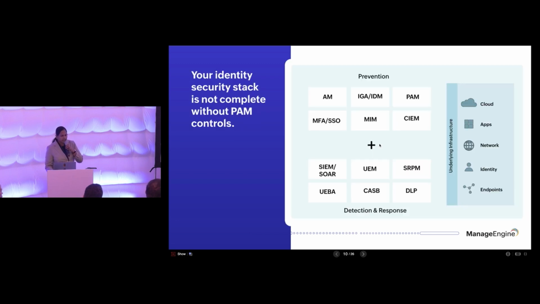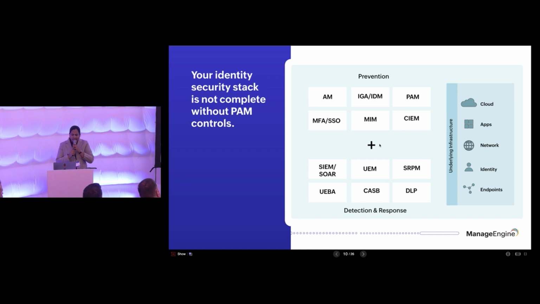So speaking of your identity security stack, like I said, you need to have access management. You need to also have IGA, but your PAM strategy should also be a part of your identity stack. So when it comes to identity threat detection and response, your prevention layer should have both PAM and IAM. Your response layer should have your endpoint security, your SIEM, your SOAR, your CASB. It needs to have data leak prevention and so on. So this is what your identity stack should ideally look like. It should have both preventive and reactive controls.